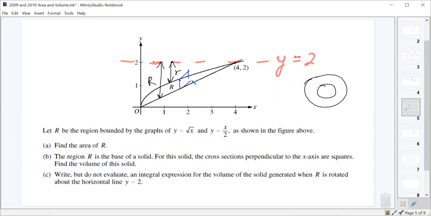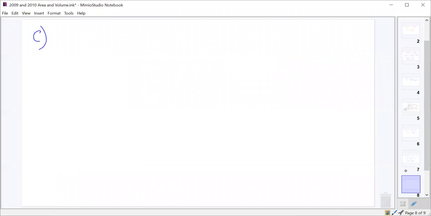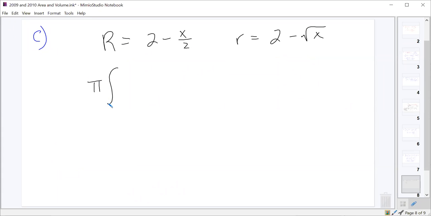Should be 2 minus x over 2. So we'll write that here, r equals 2 minus x over 2. The inner radius ought to be 2 minus the other function. What was the other function? Root x, right? So 2 minus root x, and our integral should look like pi times the integral from, we were integrating from 0 to 4, right? Of our outer radius squared minus our inner radius squared dx.